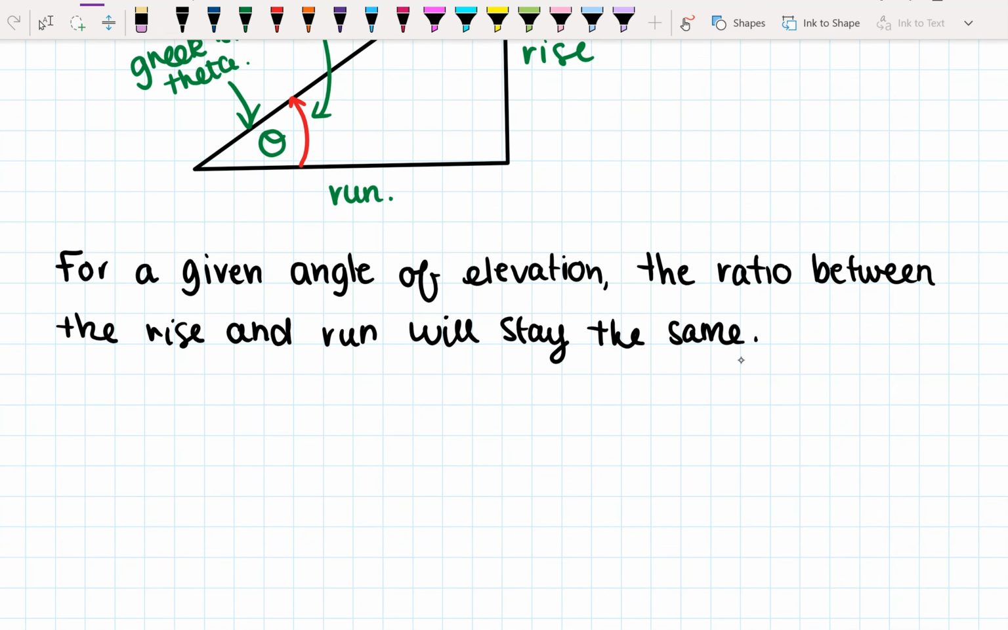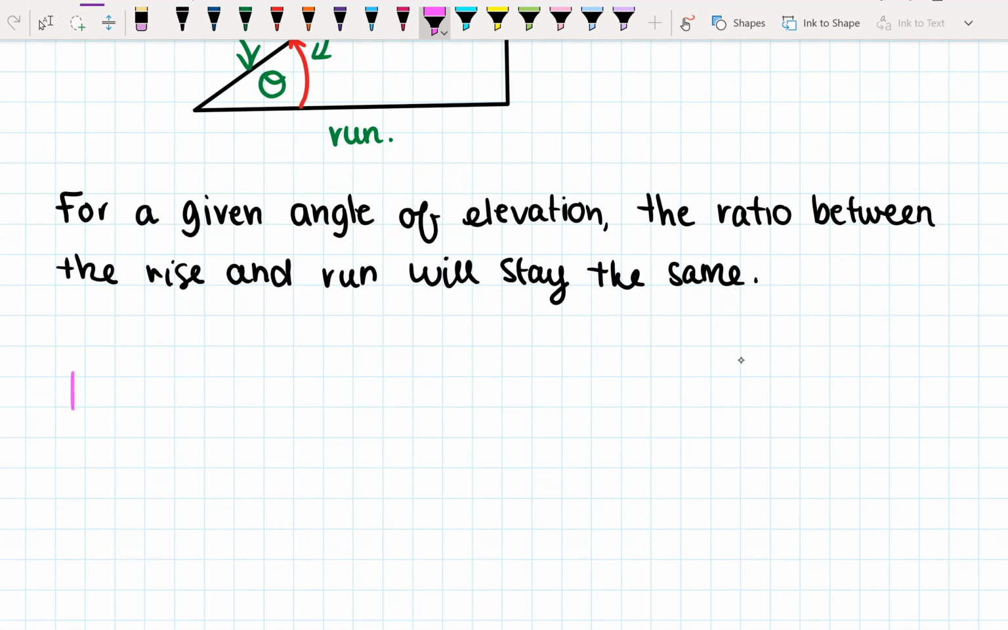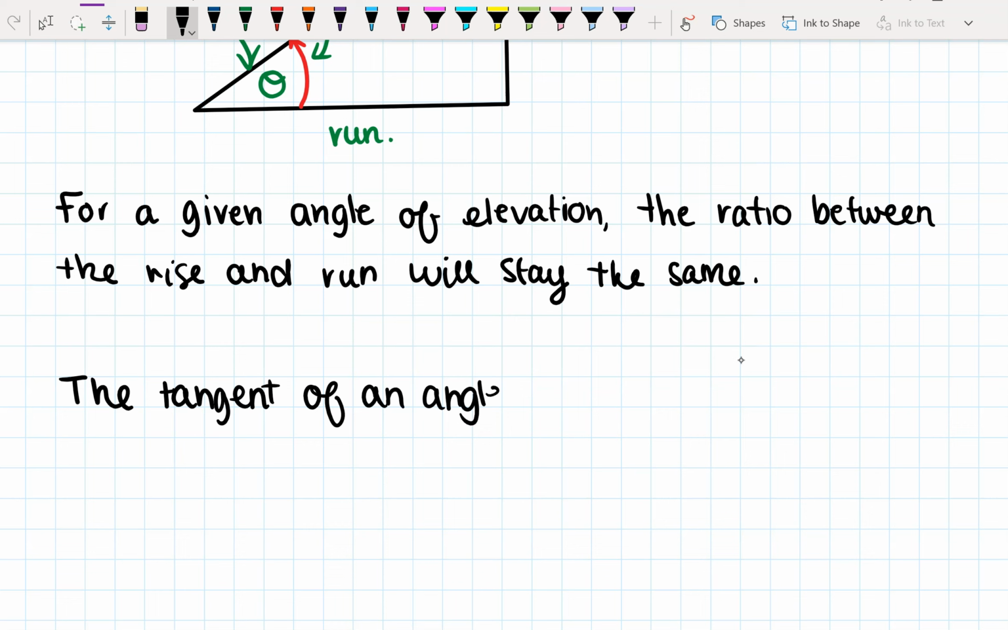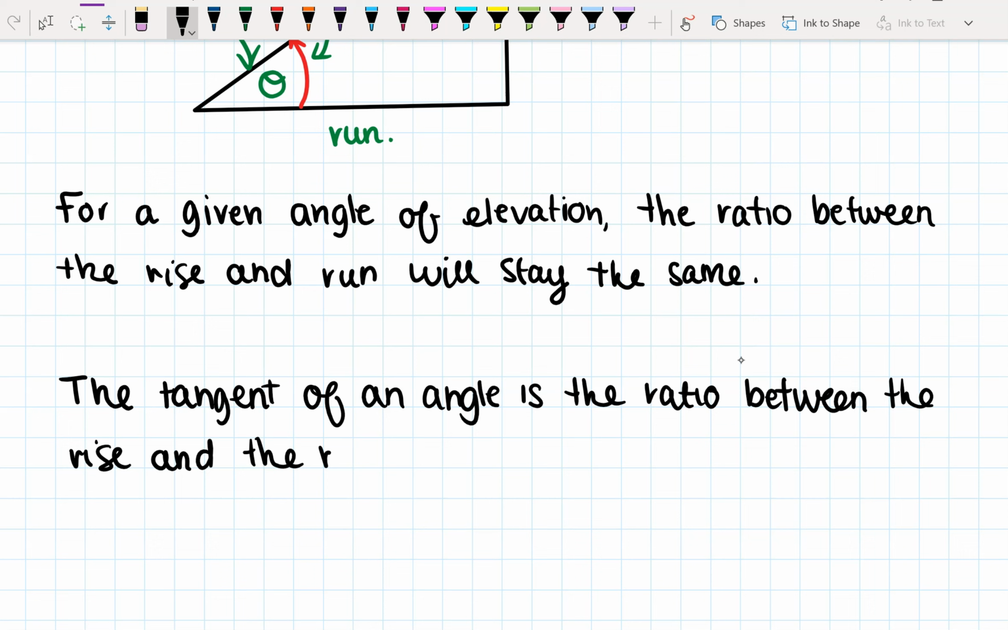Okay, we might write a little bit about that in a moment. So, yeah, let's do it. The tangent of an angle is the ratio between the rise and the run for that angle.